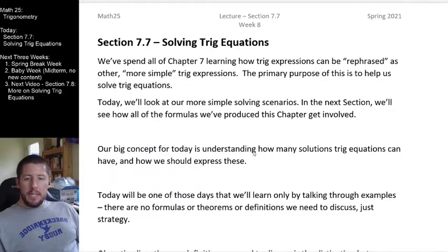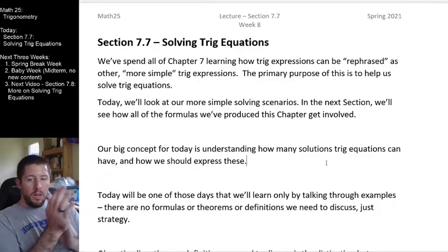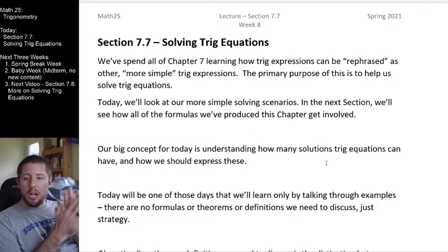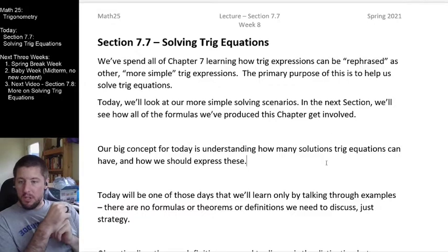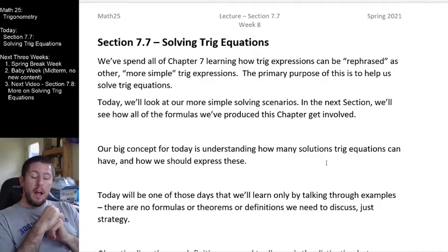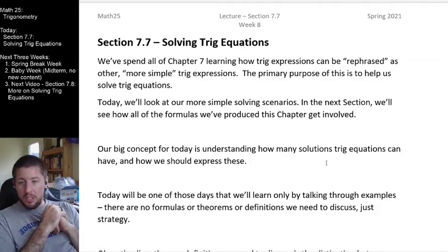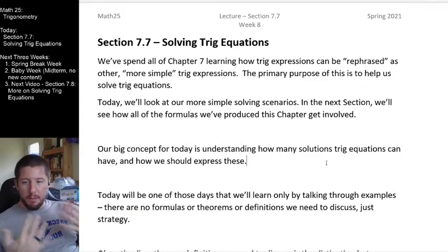Our big concept for today is to understand how many solutions trig equations can have and how we should express these. One of the things that we're going to find is that if you're used to solving algebra equations, saying solve for x, it's incredibly typical for you to find a single solution, right? Or maybe if you're solving a quadratic equation, two solutions, stuff like that. What we're going to end up finding is that a vast majority of all of our trig equations have way more solutions than that. And so managing the large number of solutions is going to be one of the challenges associated with this section, certainly.